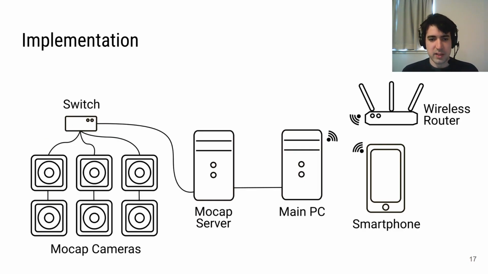In terms of our implementation in more detail, we had 6 motion capture cameras that we connected to a network switch, which was in turn connected to a motion capture server, which computed all the coordinates in absolute position. These coordinates were sent over a network connection to a main computer, which was running a game engine. This game engine transformed these points into relative coordinates and forwarded this information over Wi-Fi to a smartphone, which then could render the cursor and the trajectories at the correct positions on the screen.